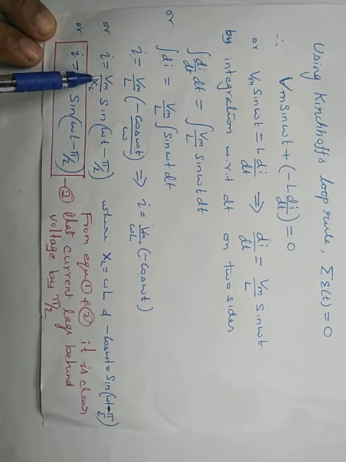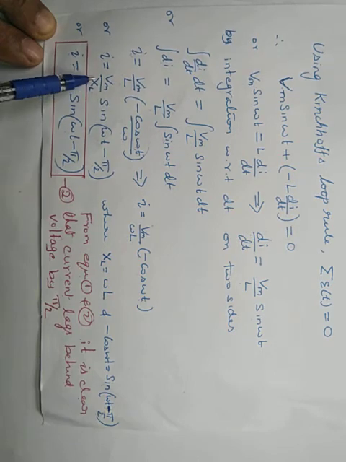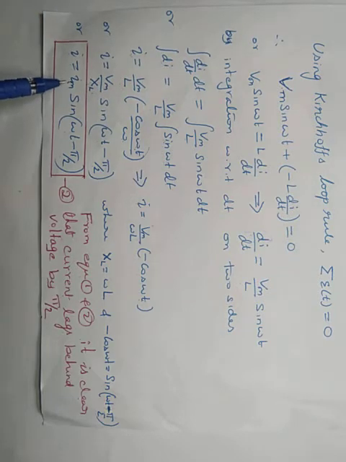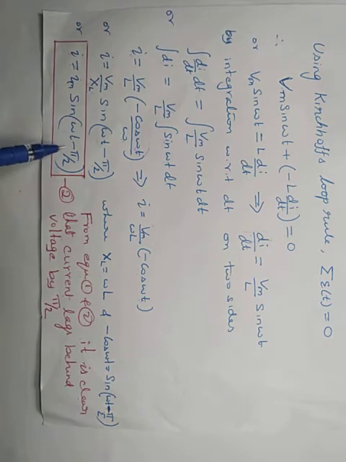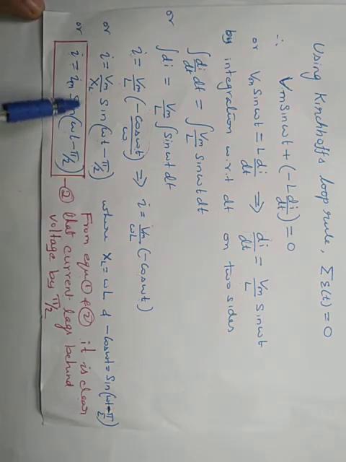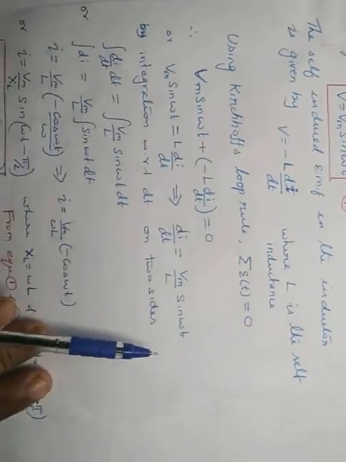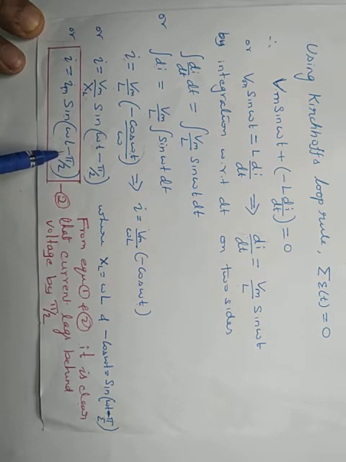See, look at here, using Ohm's law, Vm by some resistance, we can write it as current. Vm by XL is nothing but Im, where Im is the maximum value of the current, the amplitude of the current. Therefore, we get I equal to Im sin(omega t minus pi by 2). So, we got the final equation. This is equation number 2. What was equation number 1? That is, for voltage, V equal to Vm sin omega t. Here for current, Im sin(omega t minus pi by 2).